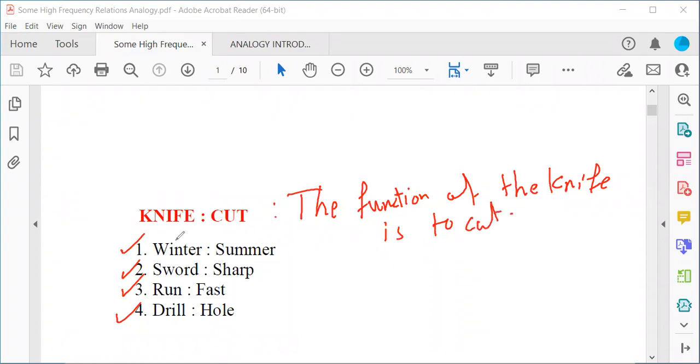Okay, now let's apply this on all the options or choices here. We have to start from the first one. The function of the winter is to summer. Does it make sense? No. The function of the sword is to sharp. Does it make sense? No. The function of the run is to fast. Does it make sense? No. The function of the drill is to make holes. Does it make sense? Yes. So the answer is the 4th choice, drill. The function of the drill is to make holes. Okay, this is what I mean by function.